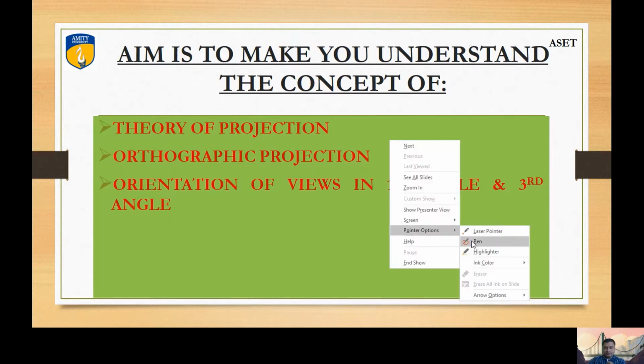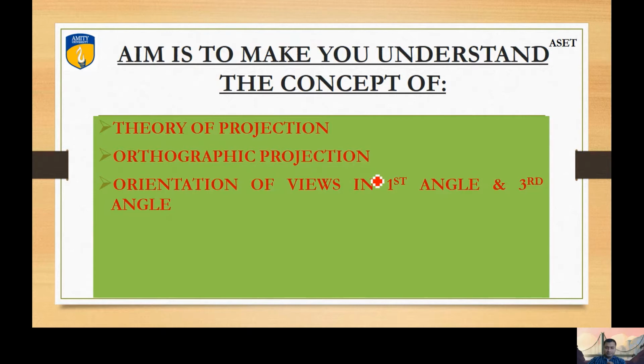So what is projection? Then what are the types of projections? We will go only for the names of the different types of projections, and we will focus on the orthographic projection. Then how the views are placed, how the views are located in the first angle and the third angle of orthographic projection. So these are the contents I have kept. Okay, starting with the projection part.